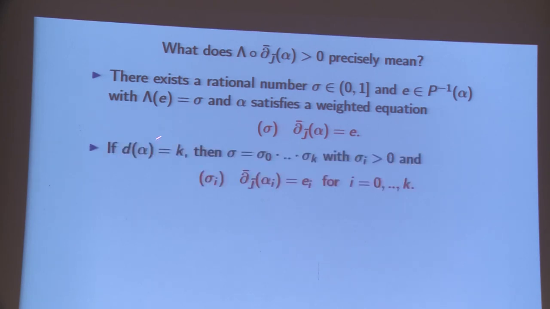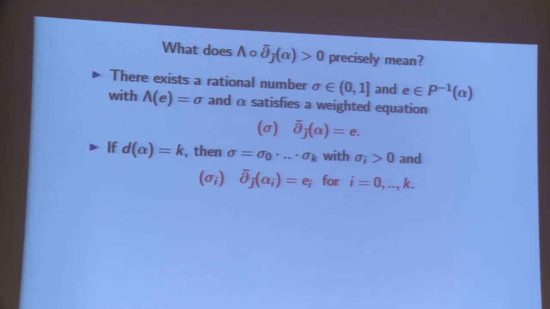So now, if alpha is actually a building of height k plus 1, so top floor has k, then sigma can be written as a product of positive rational numbers. And each of the alpha I, and this E then, of course, is a sequence from E0 to EK, and each of those satisfies this equation with a weight sigma I. What do you mean by with a weight sigma I?